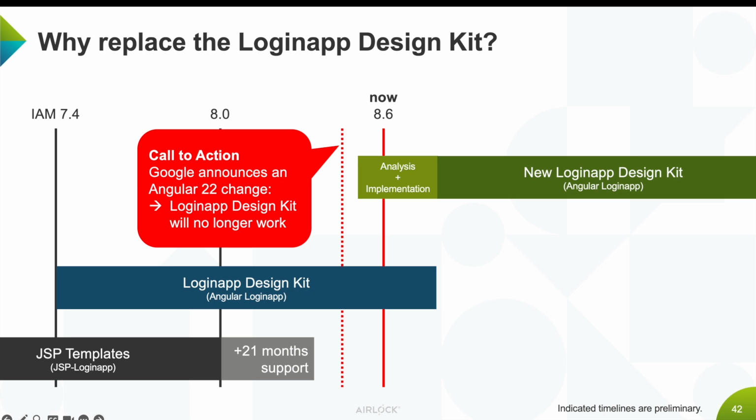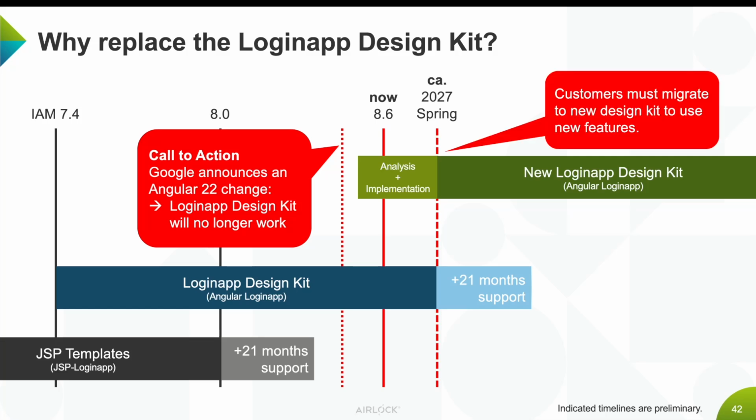We expect the new version to be ready about in spring 2027. This is according to our current plans, and they are still subject to change. So don't really rely on that exactly. With the publication of the new design kit, today's design kit will remain supported for the regular period of 21 months. After that, customers must be migrated to the new design kit.